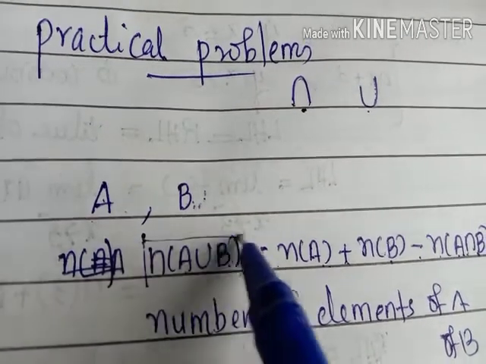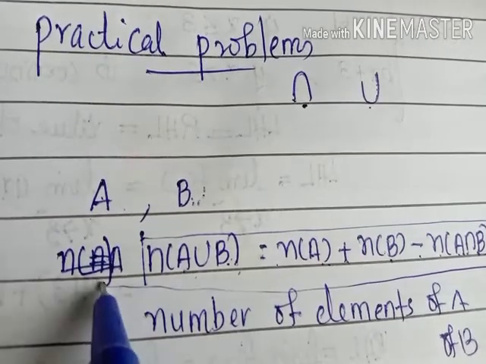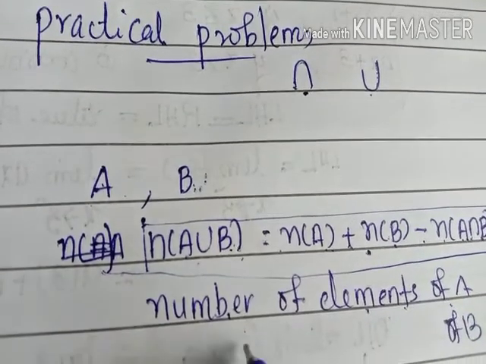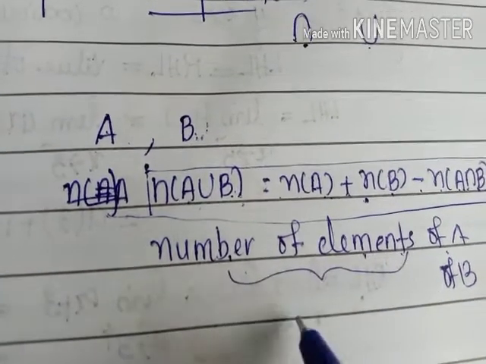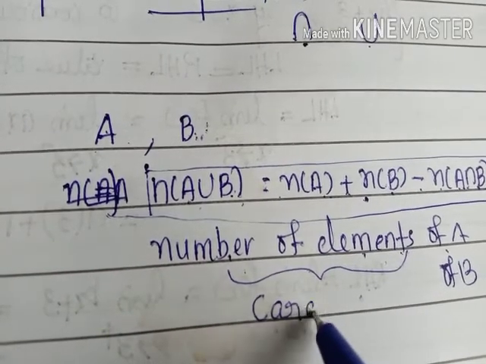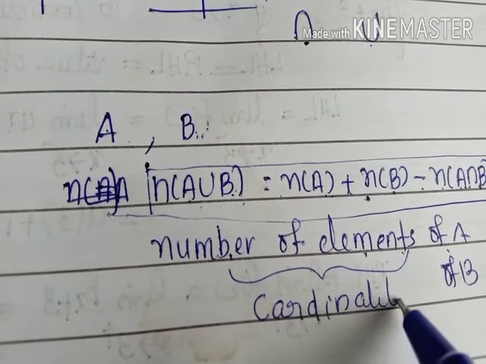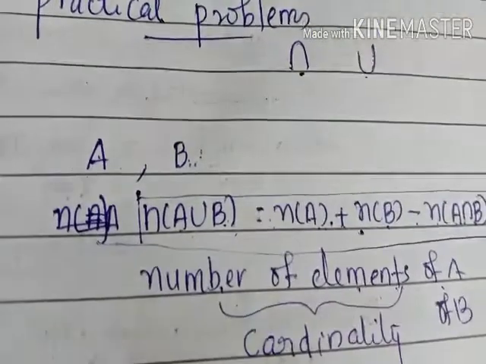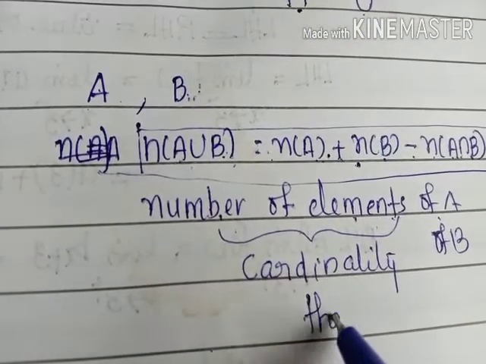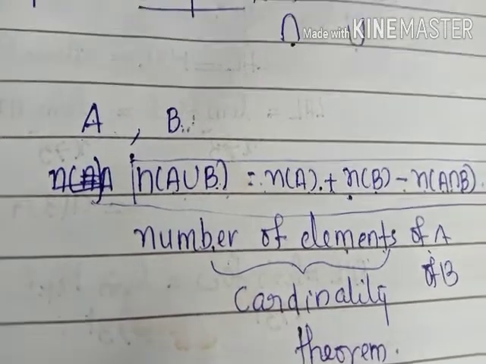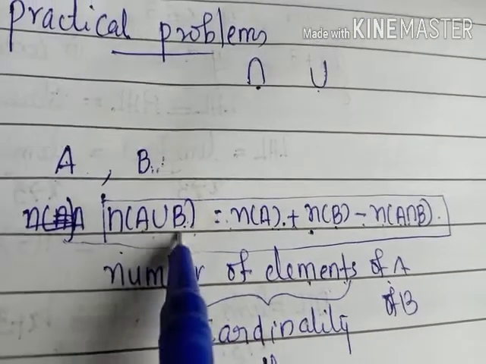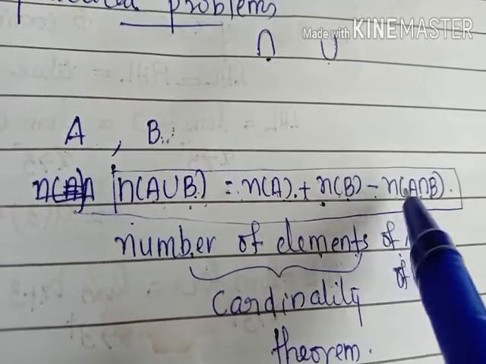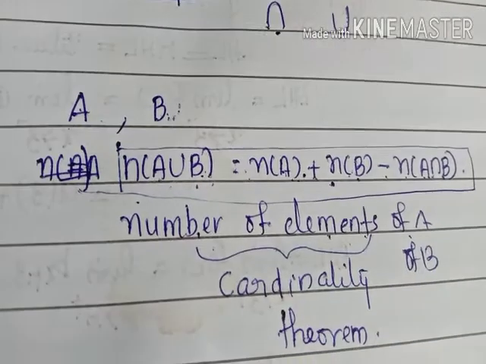This theorem depends on the number of elements in the sets, and this number of elements is often called cardinality. So cardinality means number of elements, and therefore this theorem is known as the cardinality theorem. So n of A union B is equal to n of A plus n of B minus n of A intersection B.